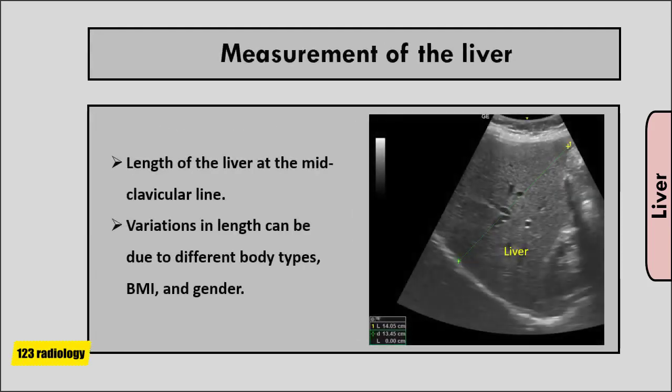The length of the liver at the mid-clavicular line is the most commonly used measurement for evaluating liver size. Various studies have found a range of normal length of the liver. Variations in length can be due to different body types, body mass index, and gender. Here is an example of length of the liver being measured in the mid-clavicular line.